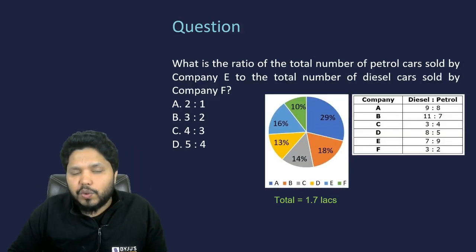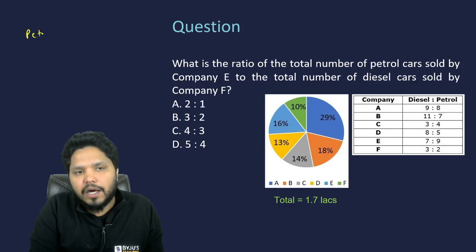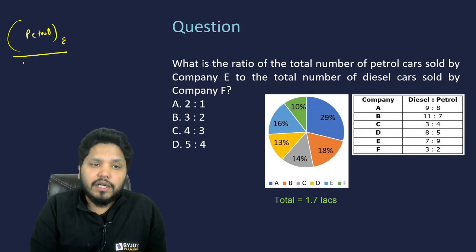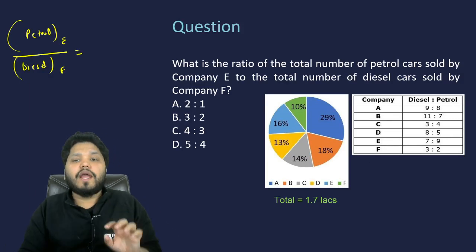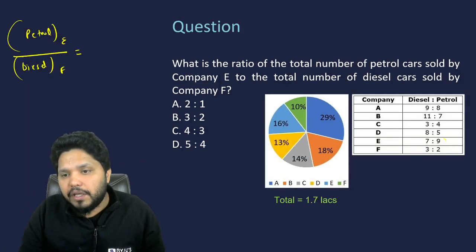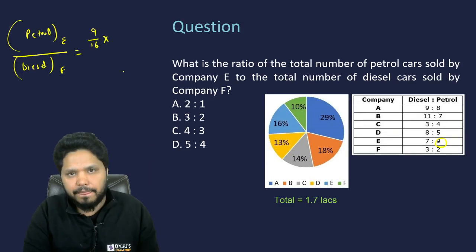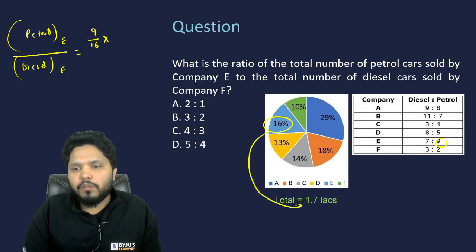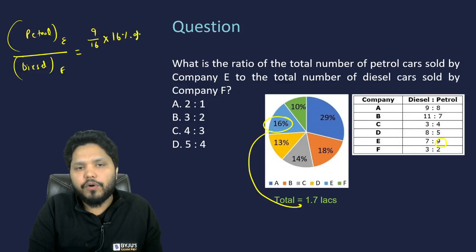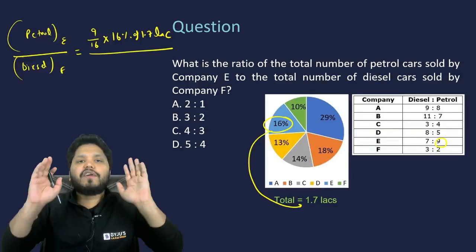So what this question is asking is, what is the ratio of the total number of petrol cars sold by company E to the total number of diesel cars sold by company F. First, the total number of petrol cars sold by company E should be 9 by 16 of total cars sold by company E, and company E is selling 16% of 1.7 lakhs. No need to solve anything, just write down whatever is given here.